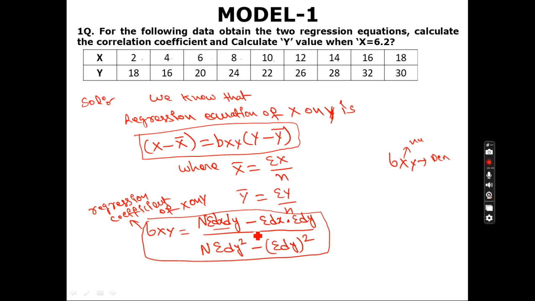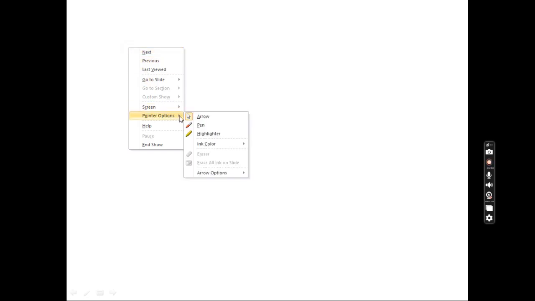So now next, as per the formula, what are the things which are given? Everything we have to evaluate. Okay, so I'm going to the next slide. Here I'm going to draw one table. In this table, all the values which are asked, I'm going to calculate. So what is given? X values are given and Y values are given.